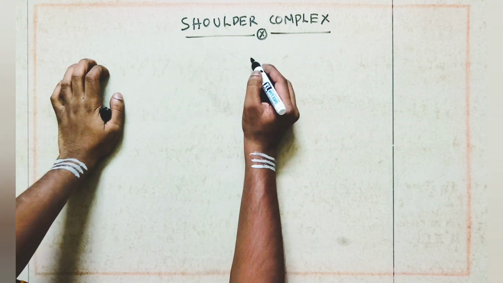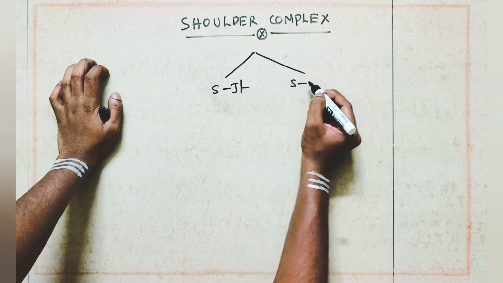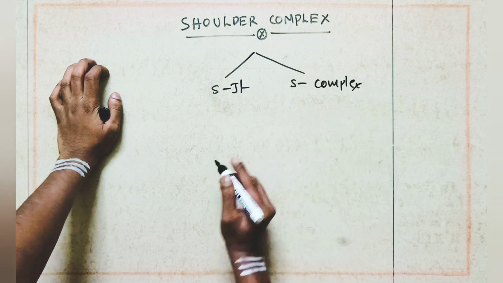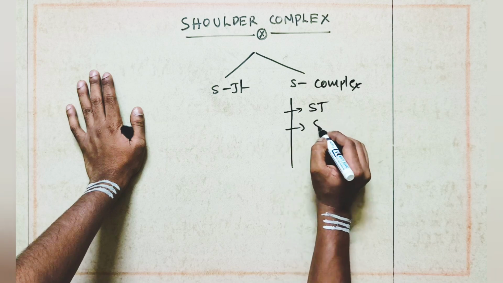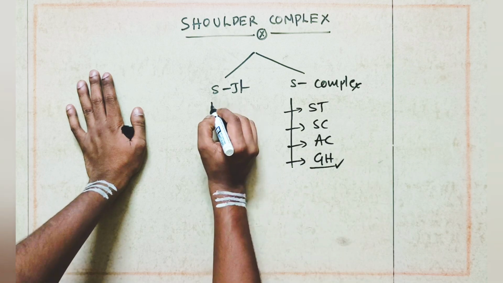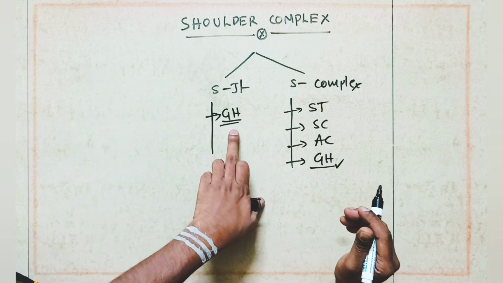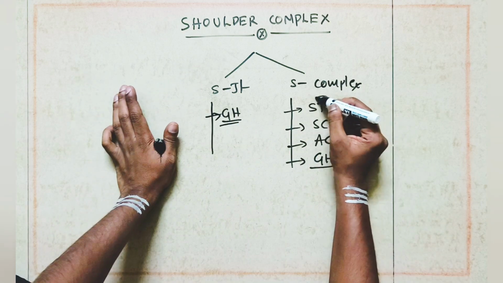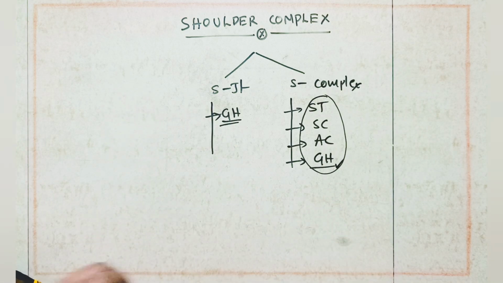Now we have the shoulder complex, but here one confusion is there. What is the shoulder joint, and what is the shoulder complex? The shoulder complex is the combination of the scapulothoracic joint, sternoclavicular joint, acromioclavicular joint and glenohumeral joint. The shoulder joint is nothing but the glenohumeral joint only. Shoulder complex means the combination of all these four joints.